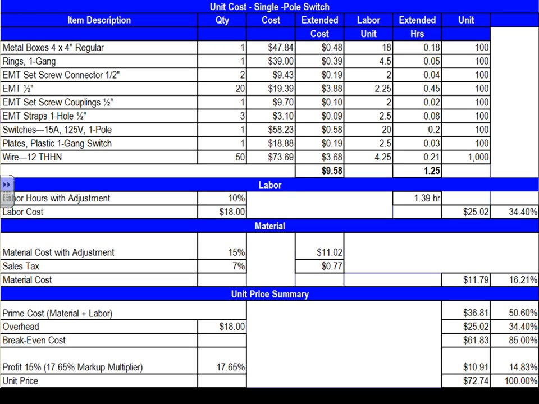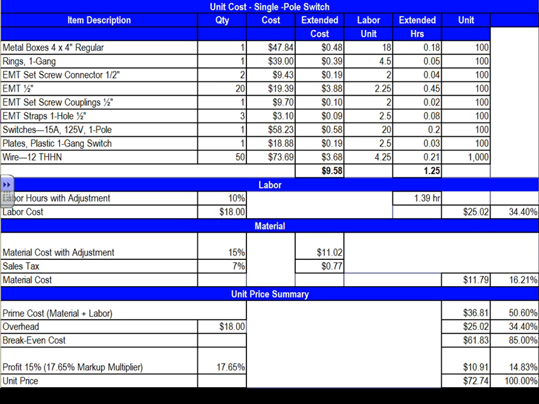Any comments, any questions, gentlemen? So that's basically it in terms of the unit price. Any comments before I move into the software, guys? Chapter 8.